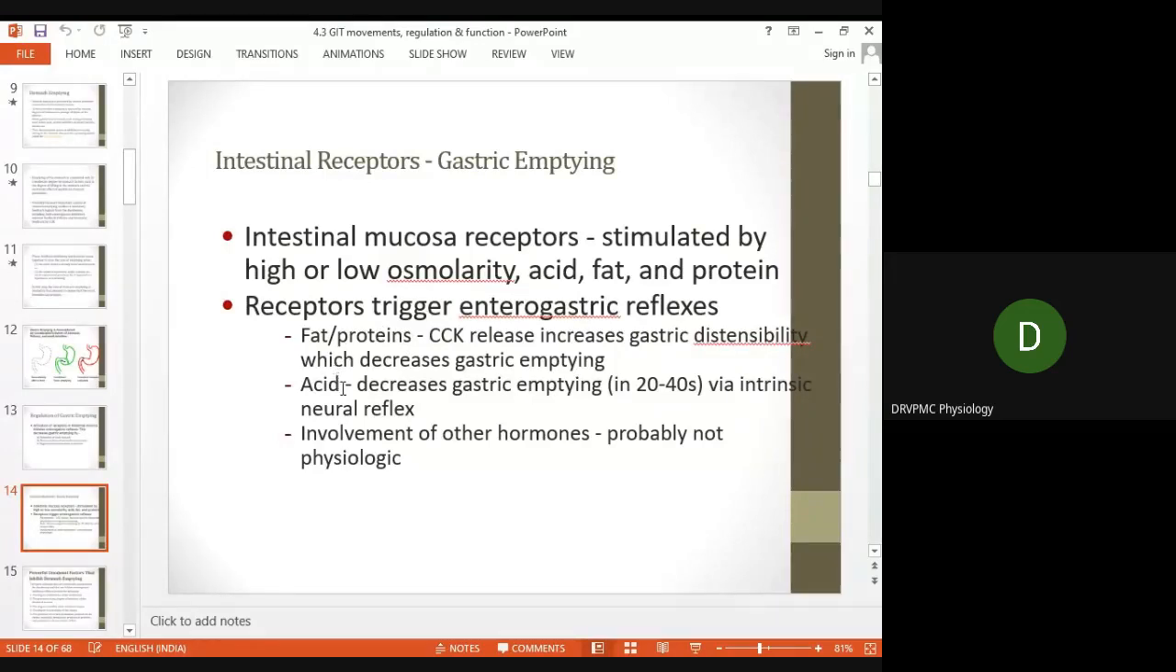Okay. Then acid, how will it affect? It will decrease the gastric emptying in 20 to 40 seconds via intrinsic neural reflex. If there is too much acidic content in the intestine, the intestinal mucosal receptors will decrease the gastric emptying. It will slow down the gastric emptying in 20 to 40 seconds, and thus the content will not be too acidic. Okay, then involvement of other hormones, probably not at the physiological level.